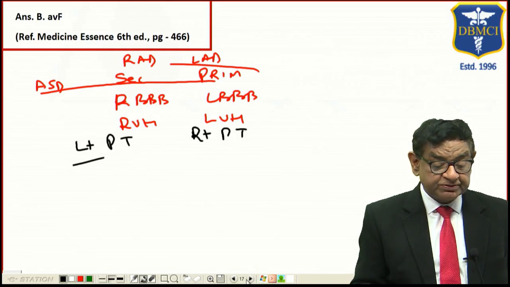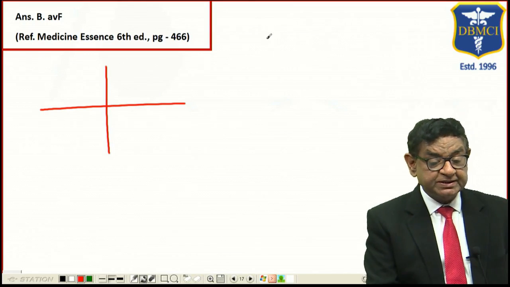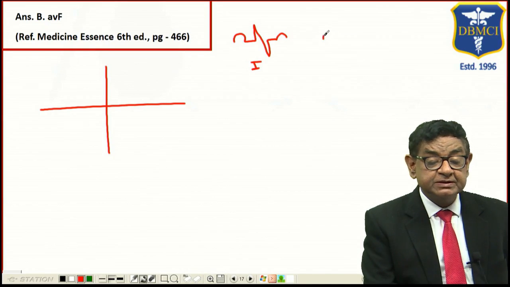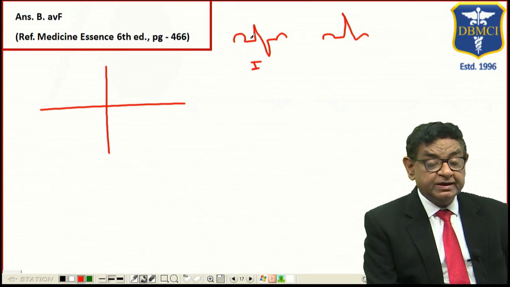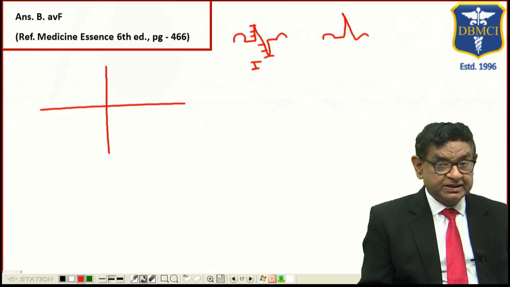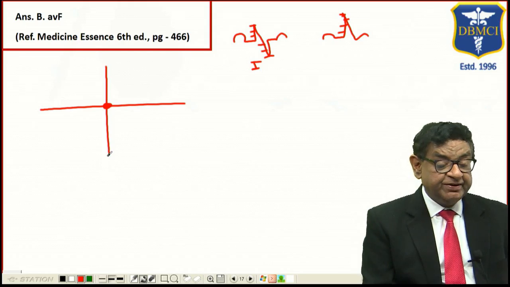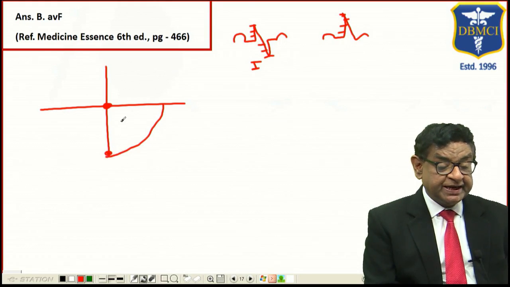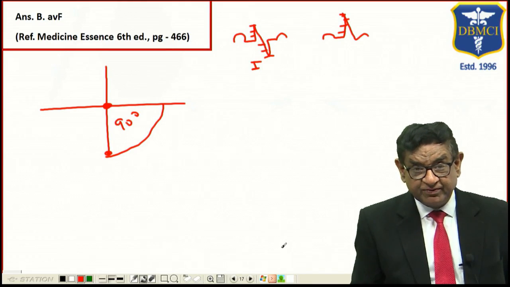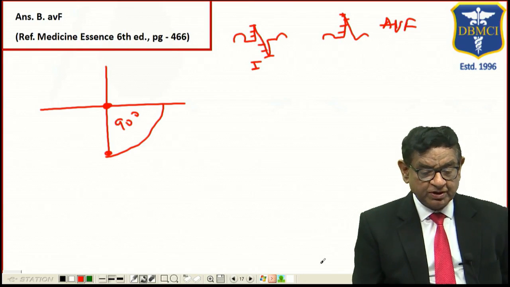Now the question comes, what we have just learned. Let us see this one. This is L1, this is AVF. In L1, 3 up, 3 down. That means the height is 0. And in AVF, 1, 2, 3, 4, 5. AVF is 5. So now the axis is how much? 90 degrees. That's why the question says that if the axis is 90 degrees, the R wave will be maximum in AVF. Because AVF and L1 are the two we primarily use to calculate axis.